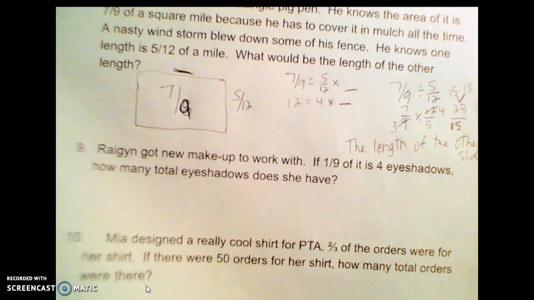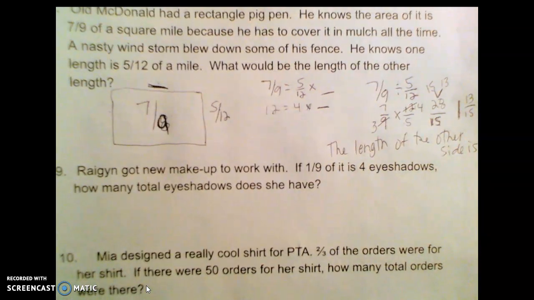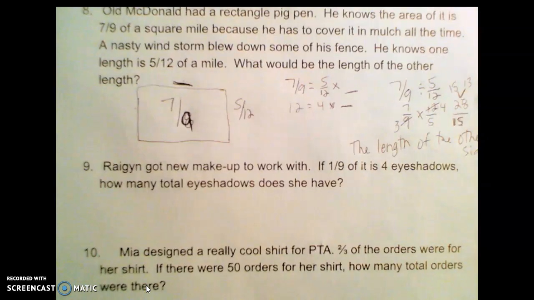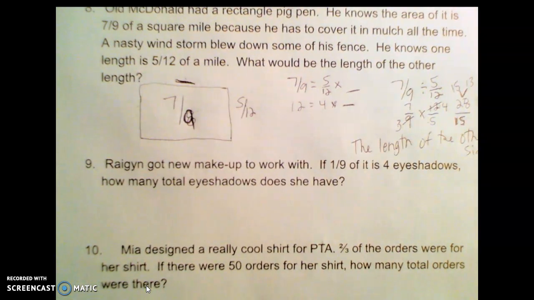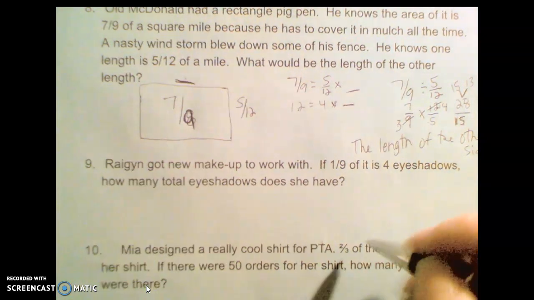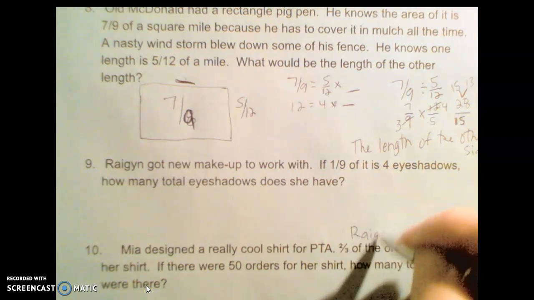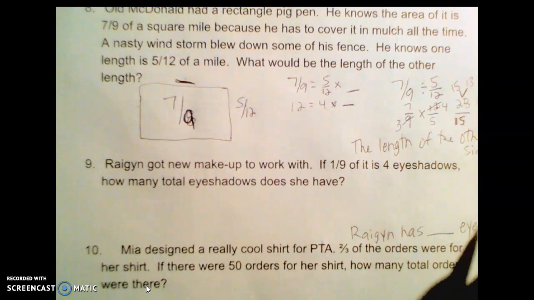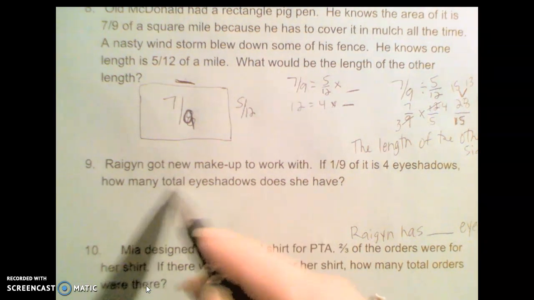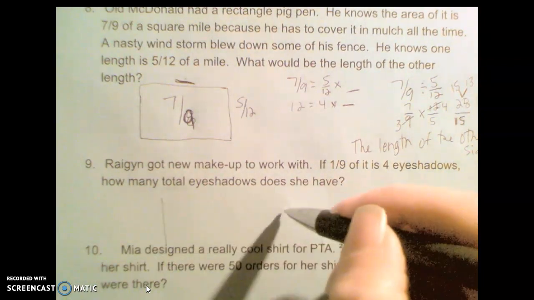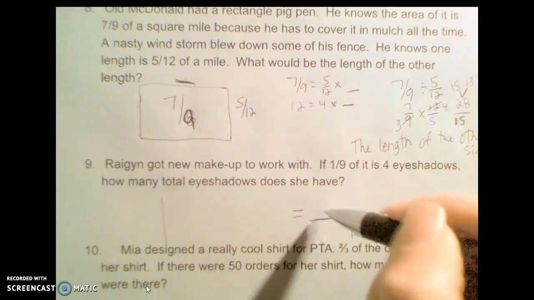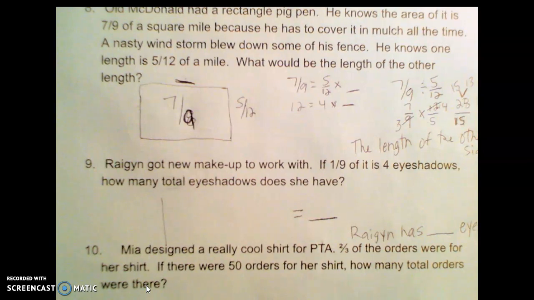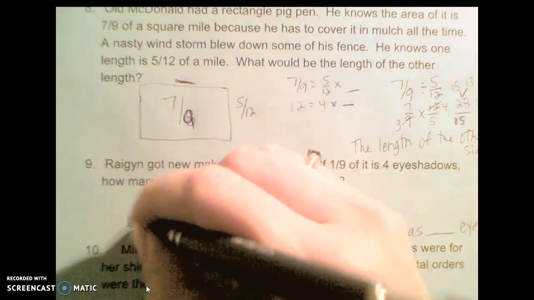All right, number 9. Reagan got new makeup to work with. If 1/9 of it is 4 eyeshadows, how many total eyeshadows does she have? So my answer statement is Reagan has blank eyeshadows. I know I'm looking for a total, so right away when I'm thinking about my tape diagram, I'm thinking I need that end amount. I know this is all about eyeshadows.